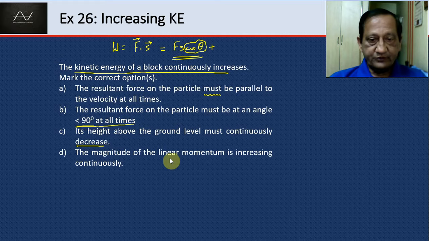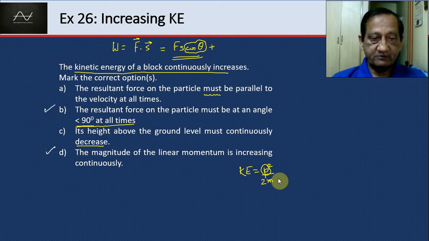The magnitude of the linear momentum is increasing. That is true because KE is equal to p squared by 2m for a single body. If KE is increasing, then the magnitude of p is also increasing. So B and D are the correct options.